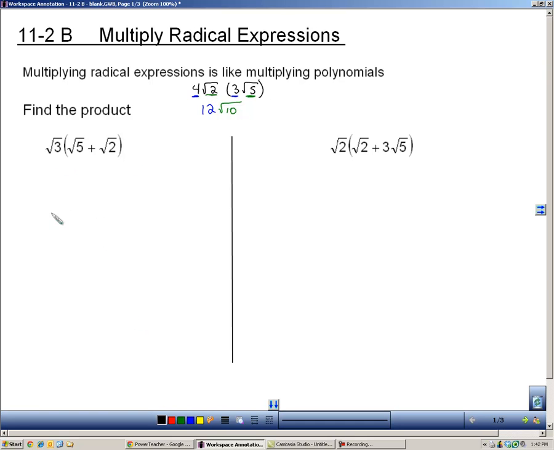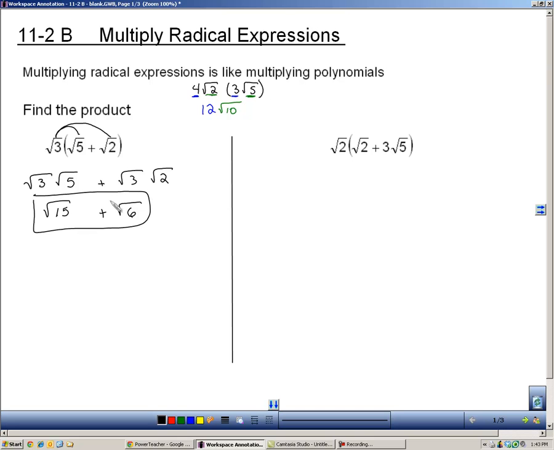So down here we see an example where there's parentheses. So what I'm going to do is distribute the square root of 3. So we end up with root 3 times root 5 plus root 3 times root 2. Now you don't have to write that step. I'm just doing it so everyone can get an idea of what's going on. The root 3 times root 5 is root 15, and root 3 times root 2 is root 6. Now, are there any perfect squares in 15 or 6? The answer is no, so that's simplified.